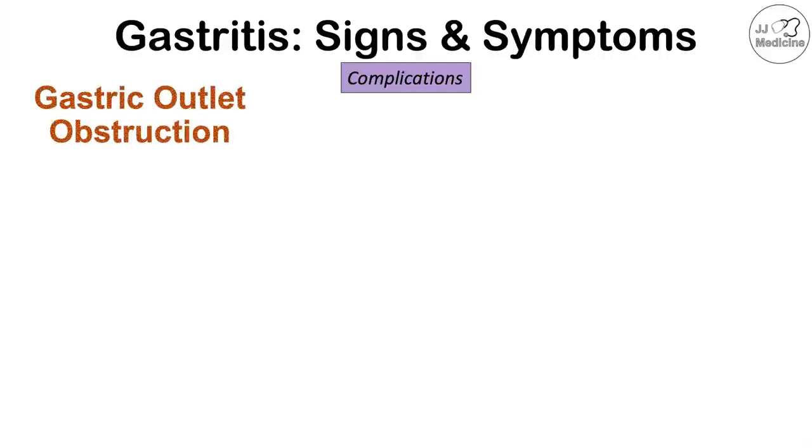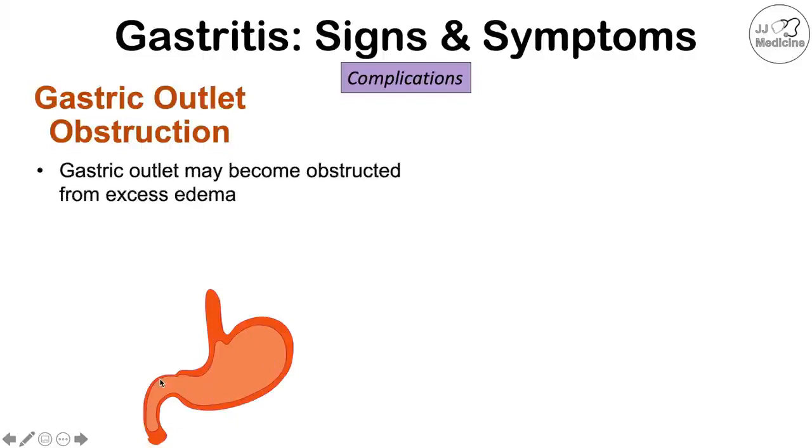These include gastric outlet obstruction. So after food has been digested in the stomach, it goes out of the stomach. This would be the gastric outlet here. And what can happen is this part of the stomach can be obstructed. There can be a blockage in that area due to excessive edema. Edema is swelling. So due to that inflammation in the stomach, there can be some swelling in the tissues. And this can actually block off the gastric outlet. So very important to recognize this as well.